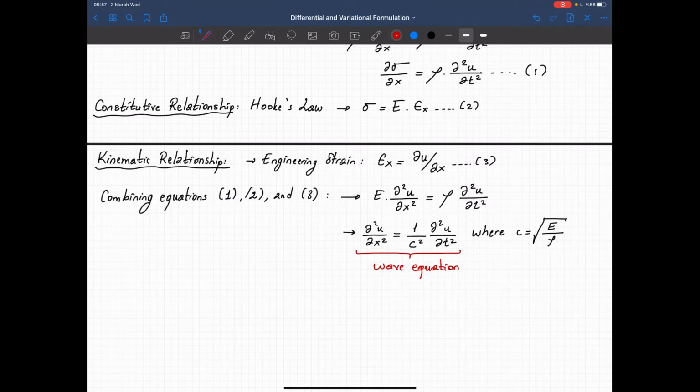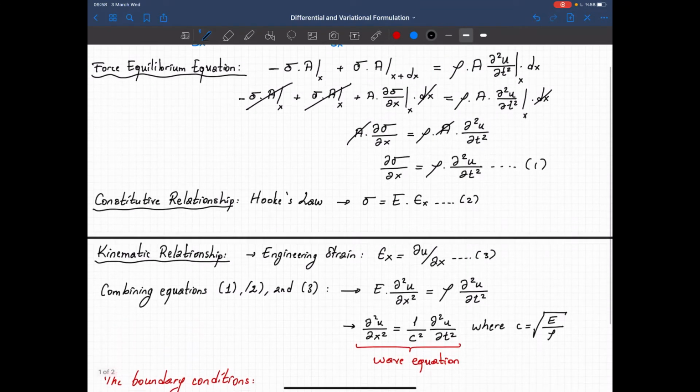So for this specific problem, the boundary condition is that u at x equals 0 at any time should be equal to 0. That's a displacement boundary condition.